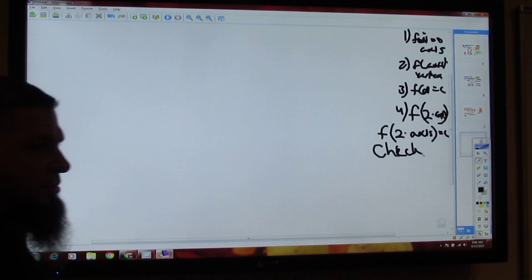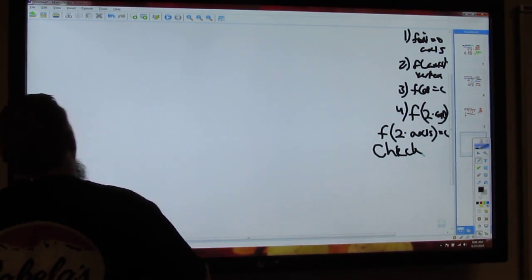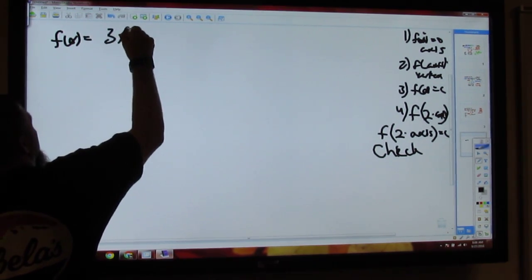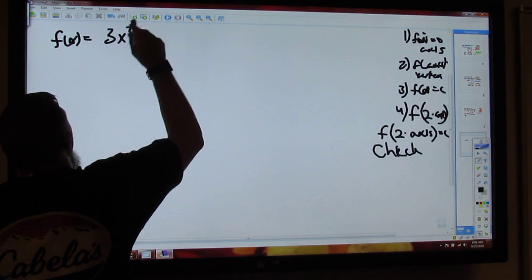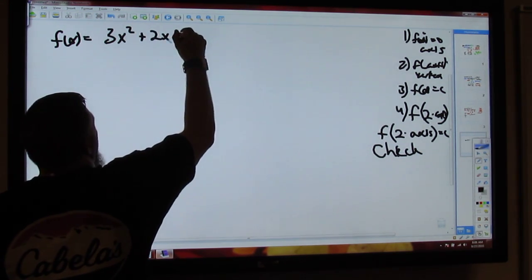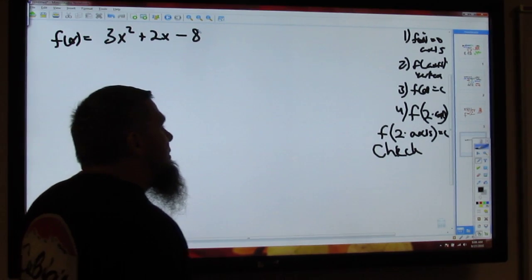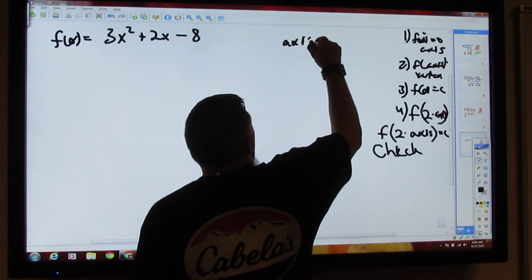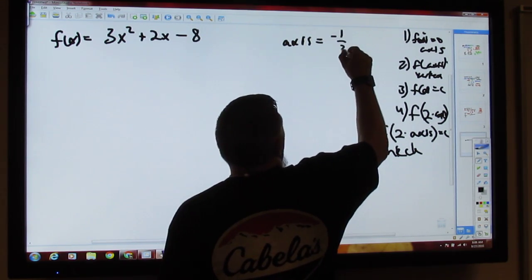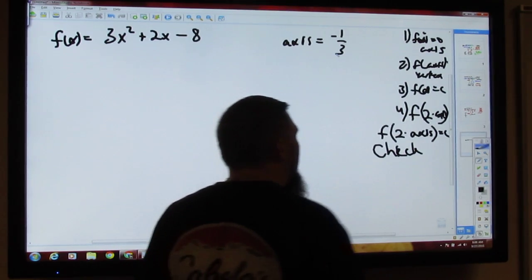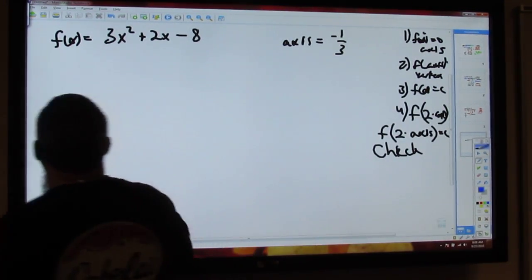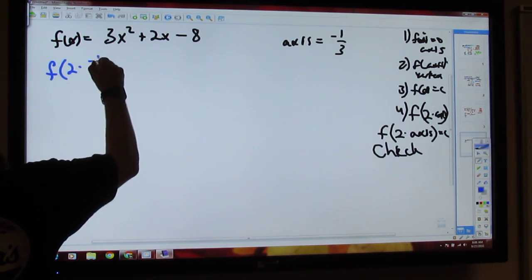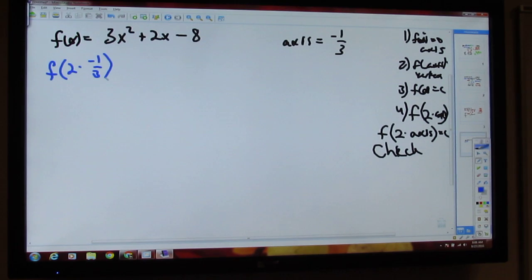You got it? So what is f of x again? 3x squared plus 2x minus 8. What was our axis? Our axis was negative 1/3, so we need to plug that in. So f of 2 times negative 1/3. Well, what is f of 2 times negative 1/3?